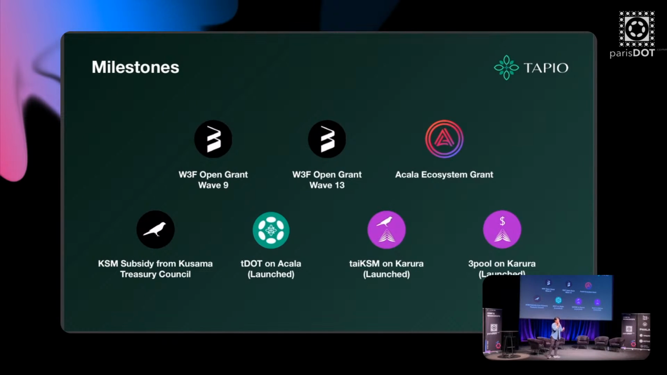We've been building in the Polkadot ecosystem for 16 months now, and these are some of the milestones that we've achieved. We received 2 Web3 Foundation grants. We're also one of the first teams to receive the Acala ecosystem grant. Recently, we've launched a 3pool on the Karura network made up of aUSD, USDT, and USDC. USDC is from Wormhole, and USDT is natively minted on Statemine. We recently received 20,000 KSM from the Kusama Treasury Council to bootstrap this pool.